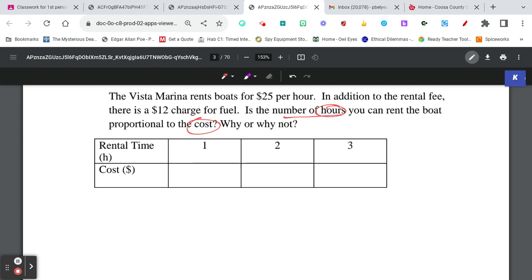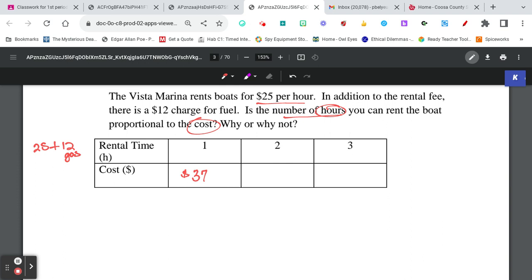What is he paying for 1 hour? $37. Do y'all know where the 37 is coming from? He has to pay the $25 for renting the first hour, plus the $12 in gas, which means he has to pay a total of $37 if he keeps it out there for an hour. Okay.